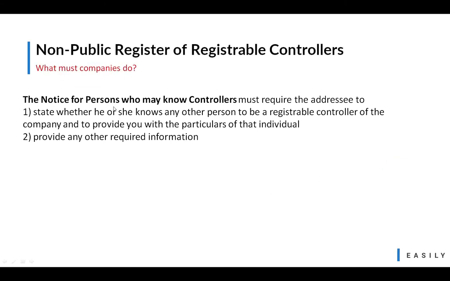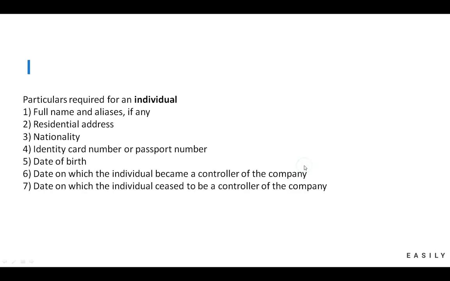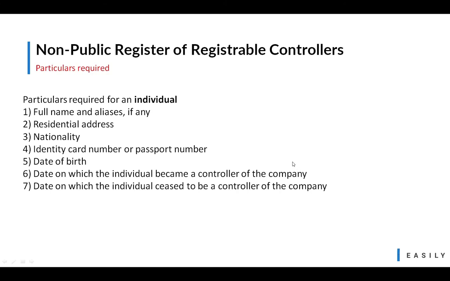For the notice for persons who may know controllers, like I mentioned before, we actually ask whether you know if any other person is a registrable controller. A shareholder or controller can either be an individual or an entity. If it's an individual, these are the particulars which are required for the lodging of this non-public register of registrable controllers. This is the information that we have to put inside the controller register.